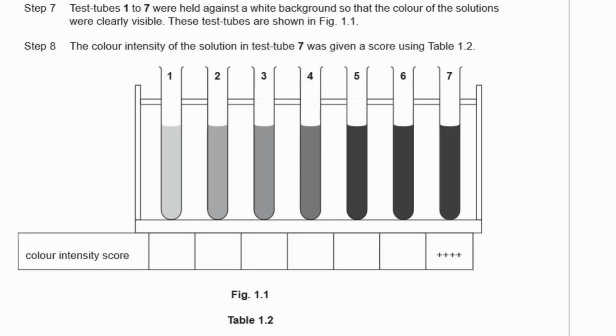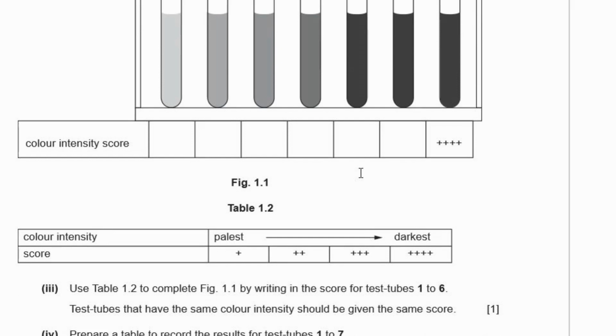Step 7. Test tubes 1 to 7 were held against a white background so that the color of the solutions were clearly visible. These test tubes are shown in figure 1.1, and this is figure 1.1. Step 8. The color intensity of the solution in test tube 7 was given a score using table 1.2. Okay, so this is table 1.2, a nice, precise set of pluses. It's not very precise, really, but it works. Okay, it's difficult to put a number to a color, and that's basically what they're trying to do.